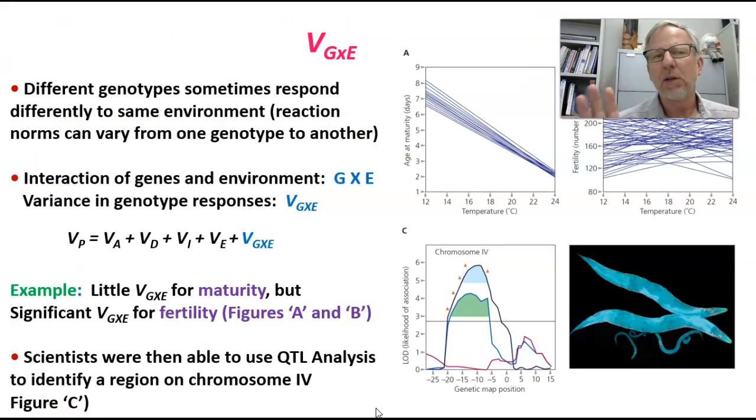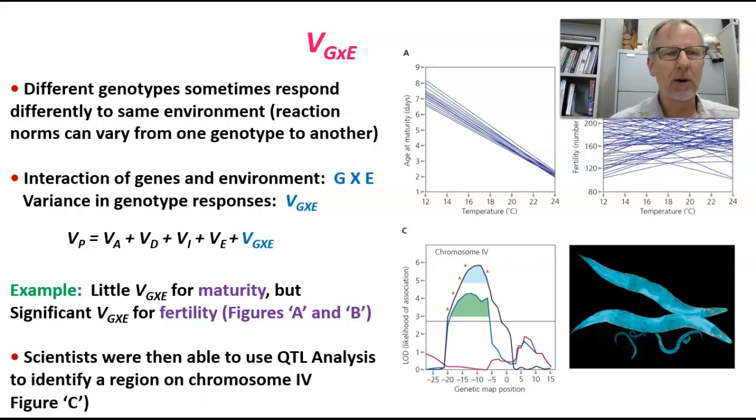Now, sometimes different genotypes respond differently to the same environment. And in this case, reaction norms can vary from one genotype to another. The interaction of genes and the environment is a whole other component of phenotypic variance that you haven't been exposed to before, and you're being exposed to it on this slide.